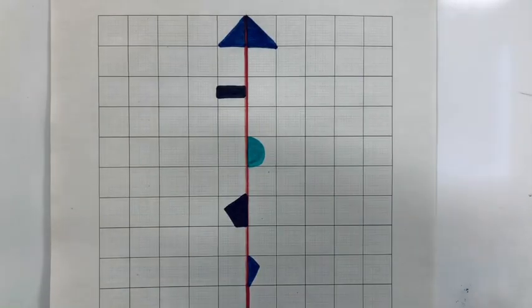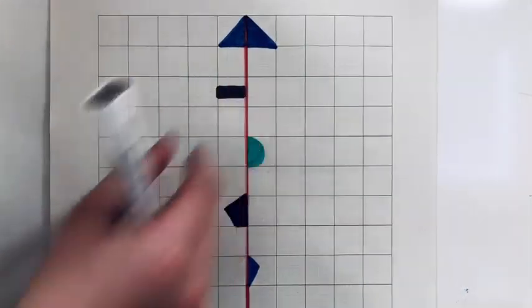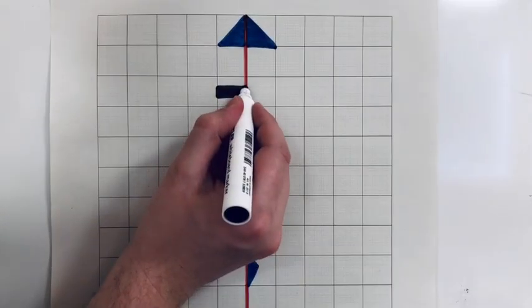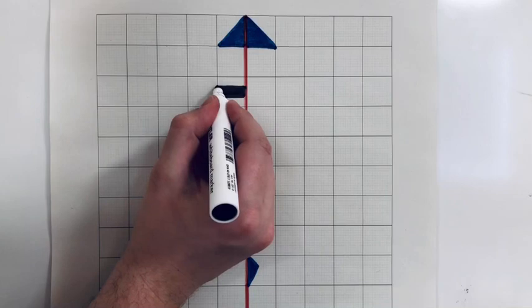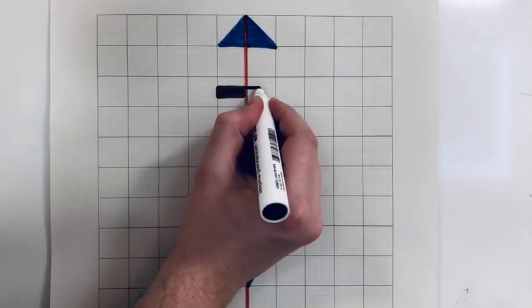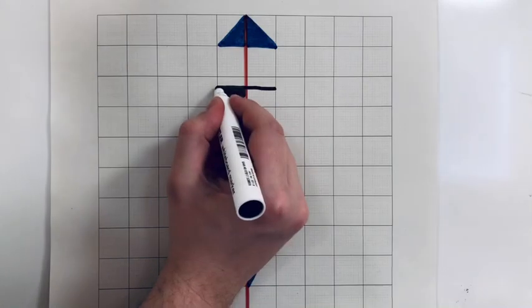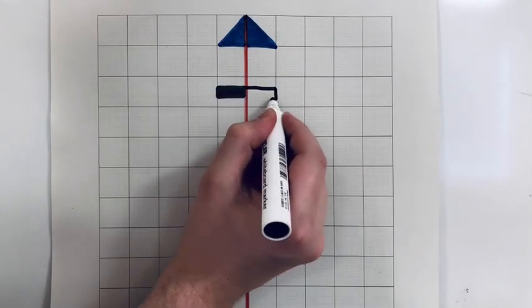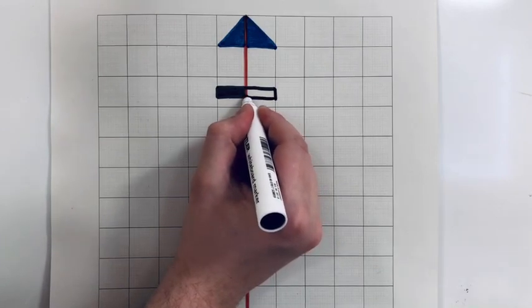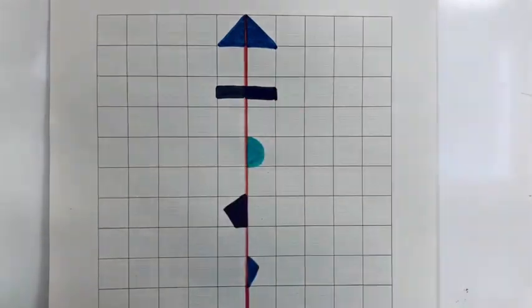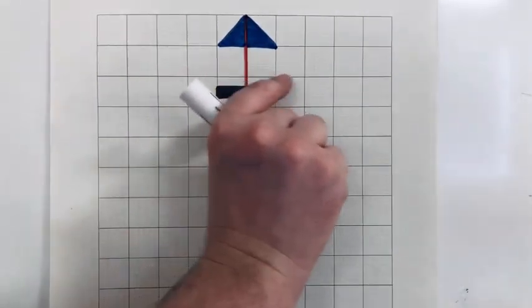Here is a small rectangle. It starts in the middle of the axis and goes out to this side of the grid, of the square. So I'll do that the other way, this way. It then comes down and then goes back to the axis. I'll colour that in. Now I have a long rectangle.